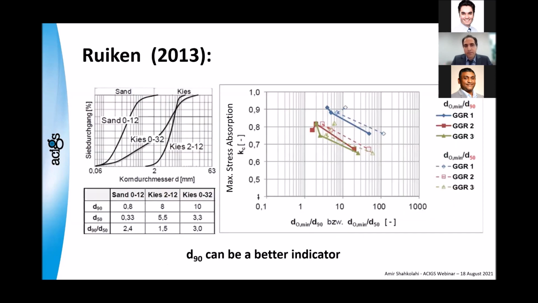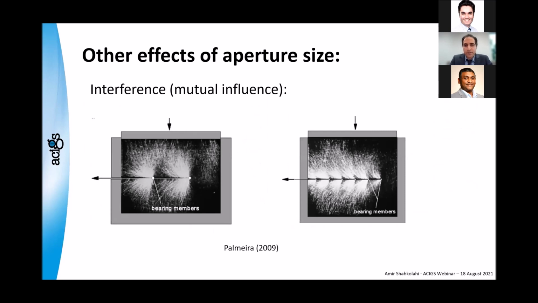Now, another set of tests was reported by Rokin in 2013. They did check the effect of aperture size using D50 and D90 both. And they realized that D90 can be a better indicator to study this mechanism. What is the other effect?